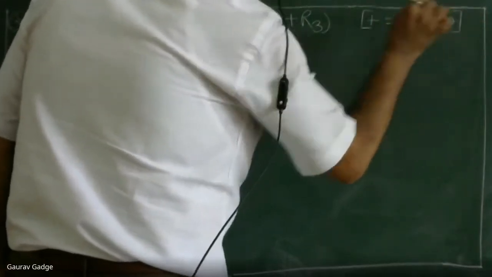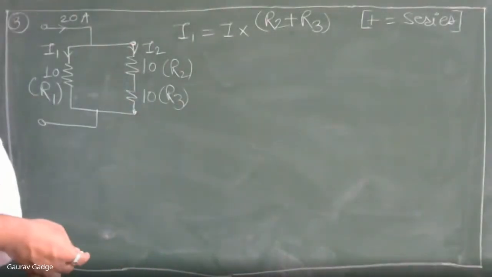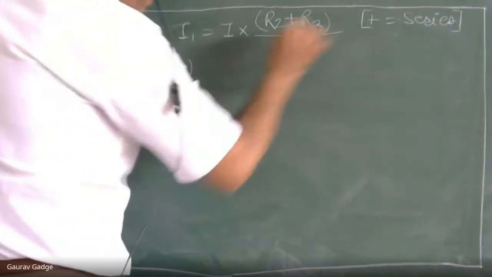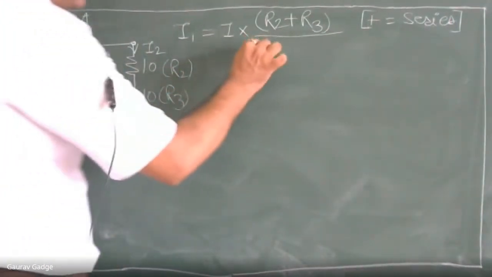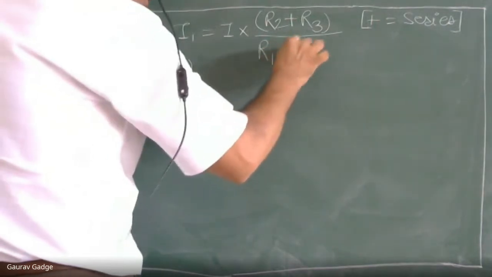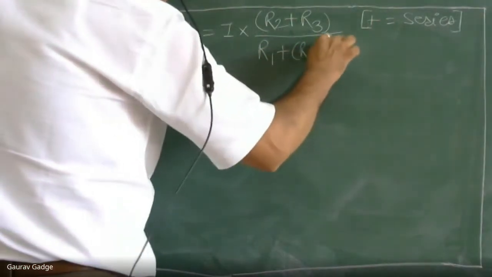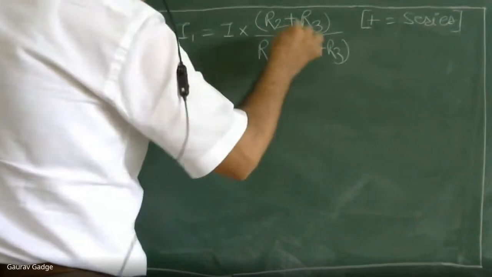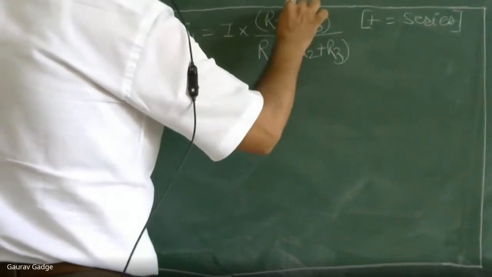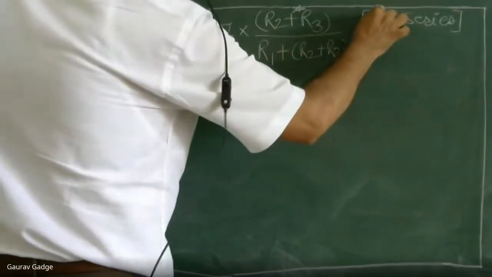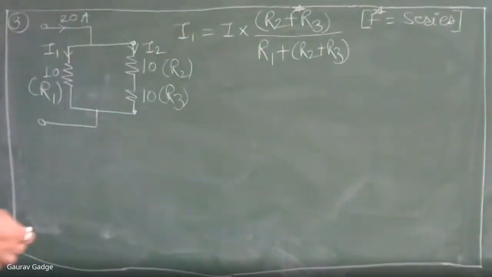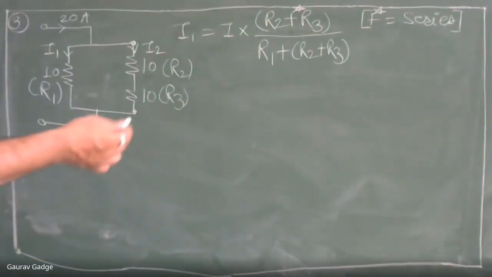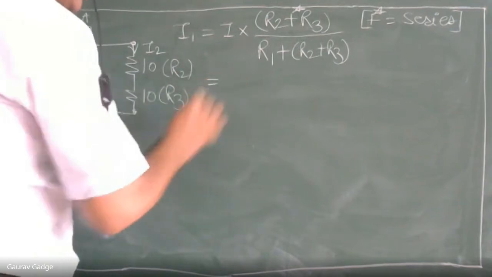Okay, so I keep it in the square bracket, plus indicating series, divided by. Now what we have is R1 plus again R2 plus R3. So this plus sign between R2 and R3 is indicating both are connected in series.